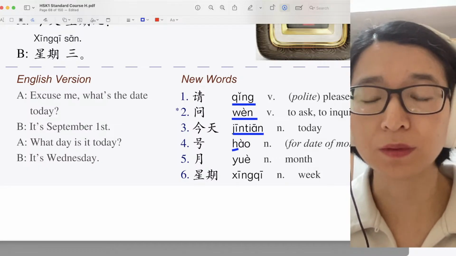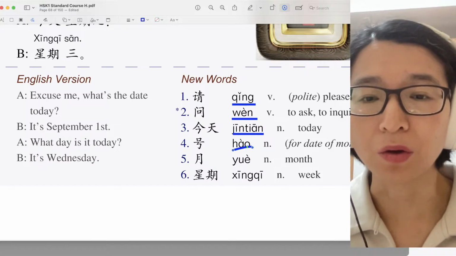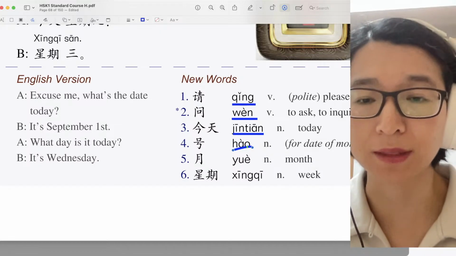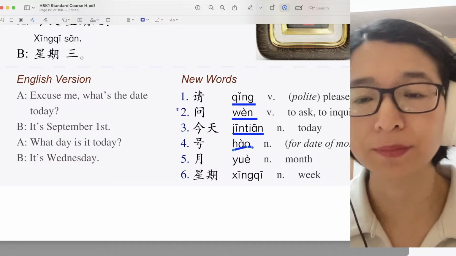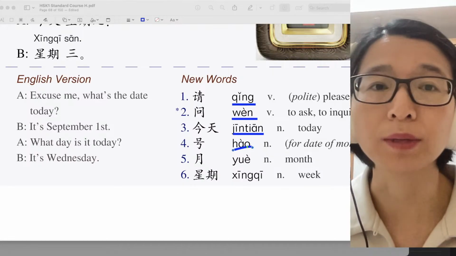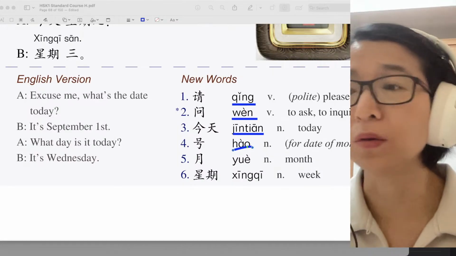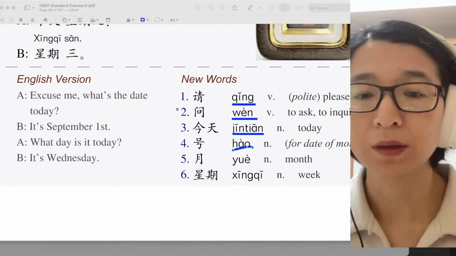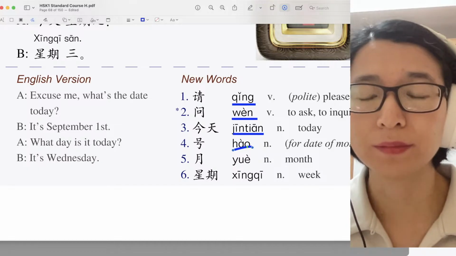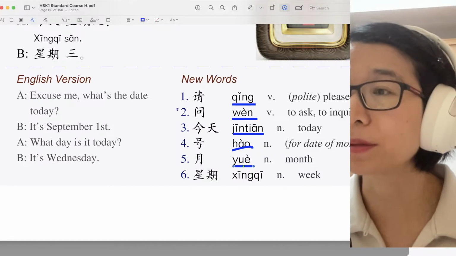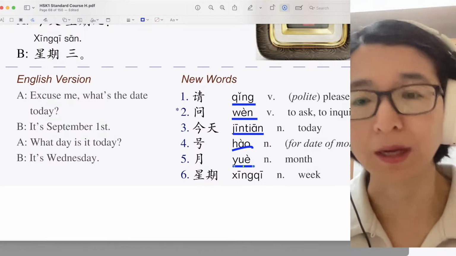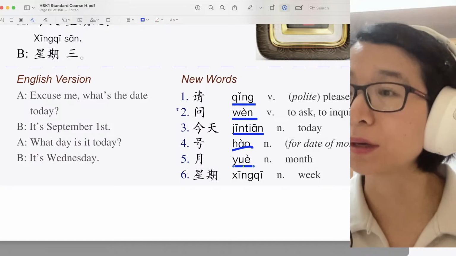And next one, which is 号. This word is quite important today because when you want to say the date, you need to say it properly. So that is 号. And next one, when you want to say months, 月. That is months. Okay, here I got a question.